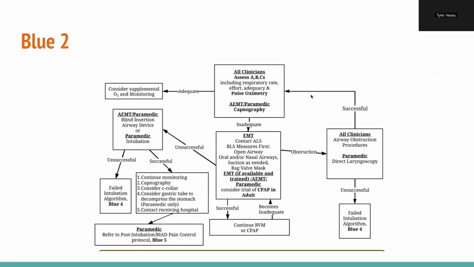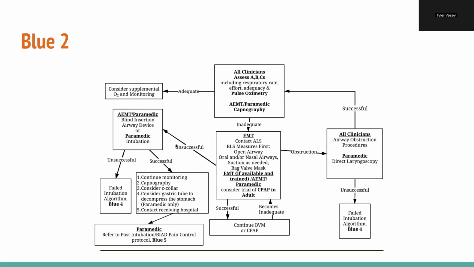But this is our airway algorithm, which puts the big emphasis on BLS before ALS. So respiratory rate, effort, adequacy, and pulse oximetry, and from there, at the AEMT and paramedic level, we can use some capnography if we have any issues with this. If it's inadequate, we're going to first start by opening an airway with the head tilt chin lift or jaw thrust, suction as we need, and bag.